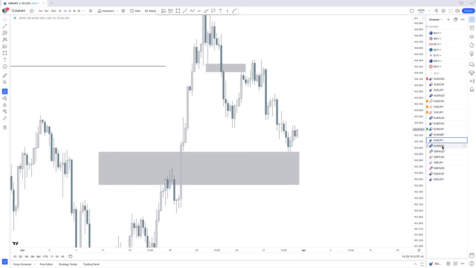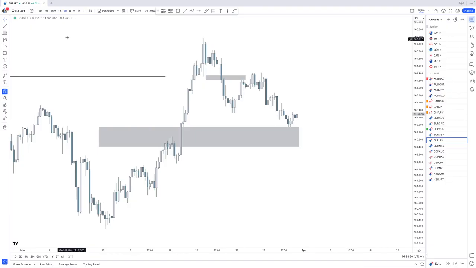Don't really like this. Euro New Zealand dollar. And the reason I don't like it, by the way, is again, we have that sweep going against us to then potentially look to continue higher.